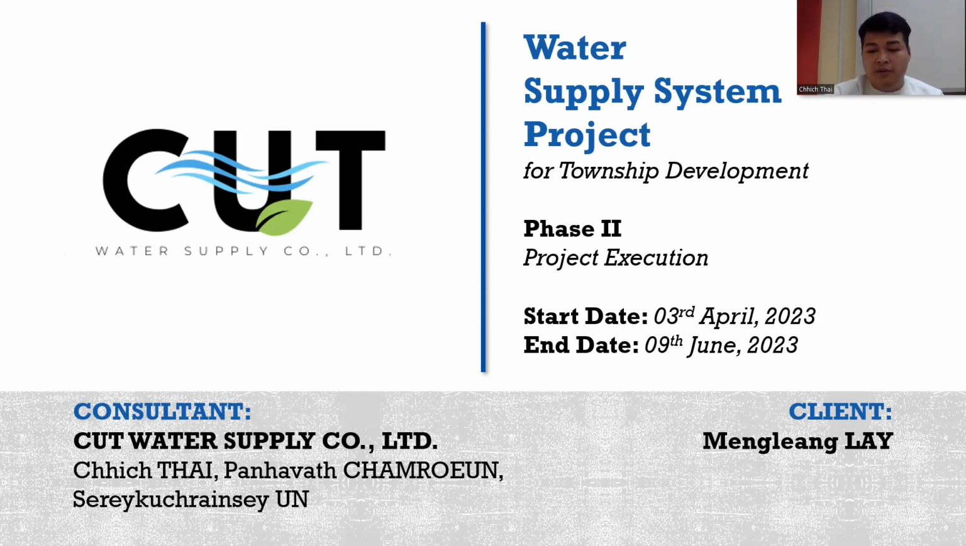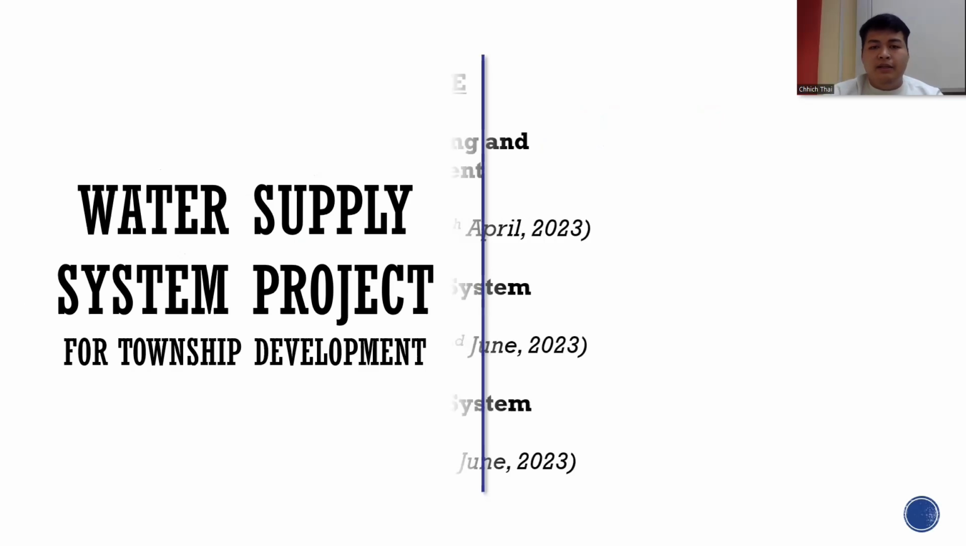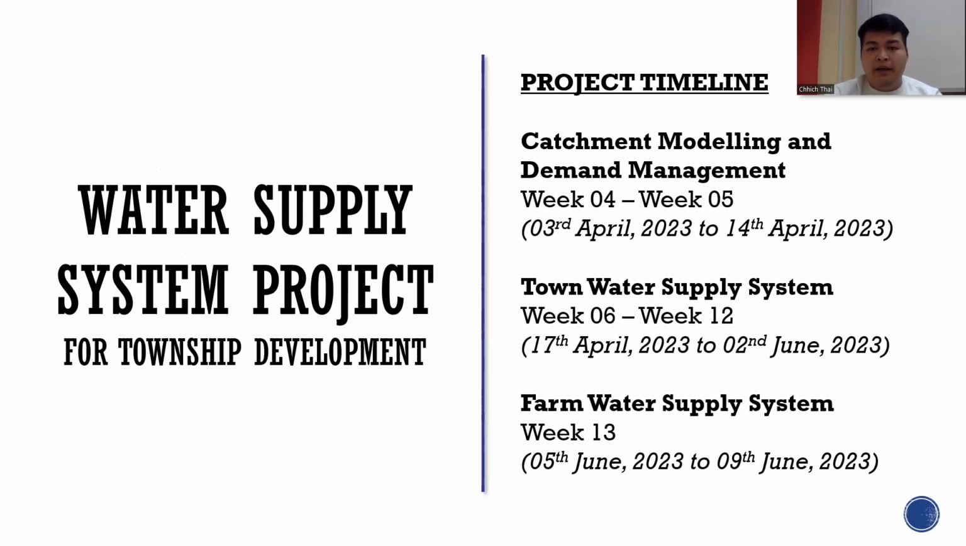So today I'm going to present to you about the water supply system project for Township Development Phase 2 project execution. In this presentation, I'm going to cover these project timelines, which are the catchment modeling and demand management, town water supply system, and farm water supply system.